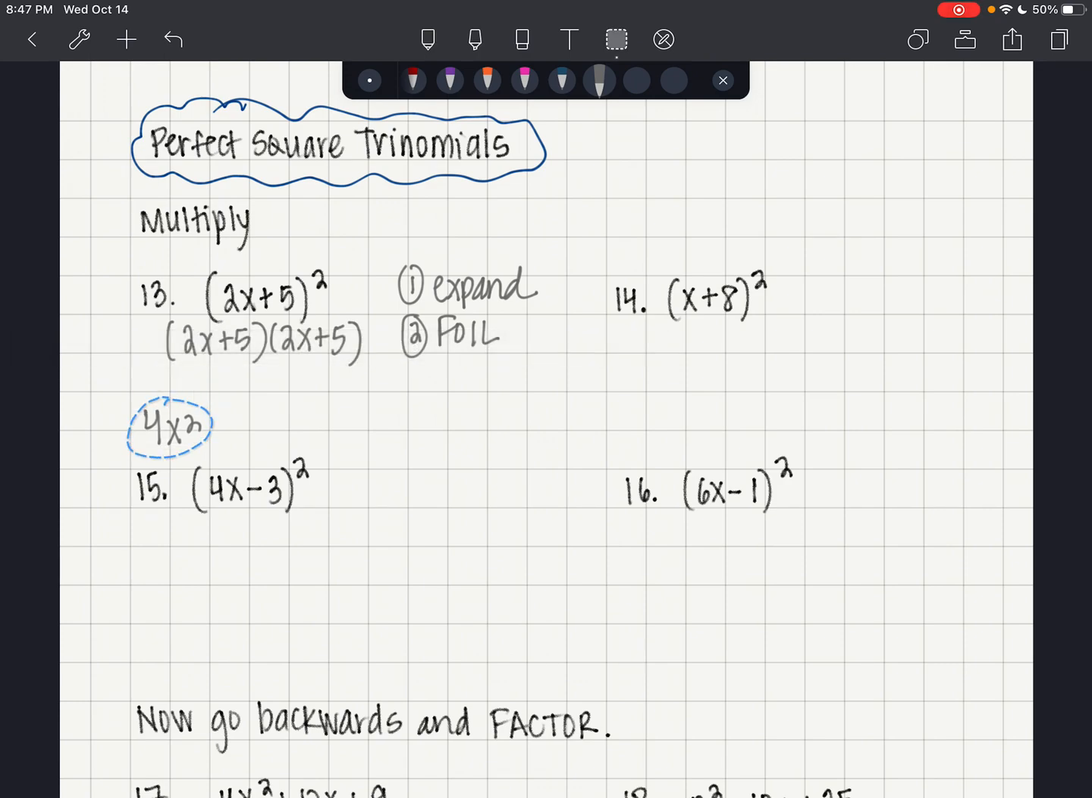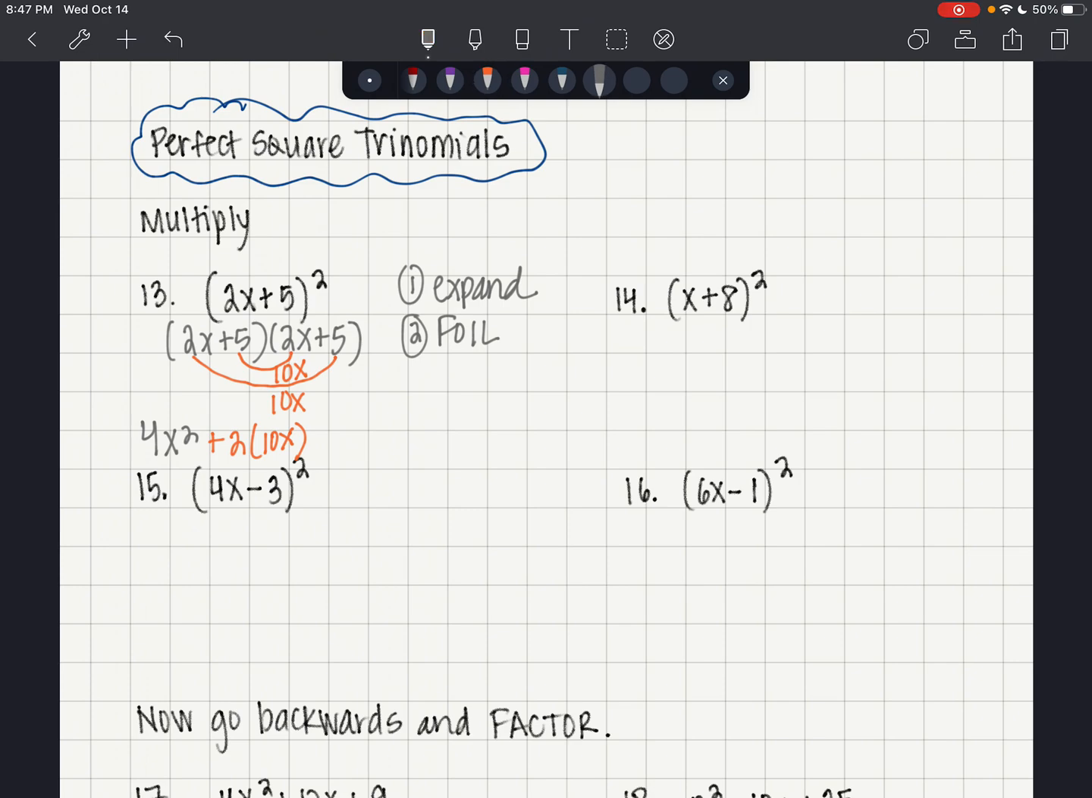I'm going to move this a little bit because I want to use some color here. Then we have our outer, 2x times 5 is 10x. 5 times 2x is a positive 10x as well. Positive 10x plus positive 10x is going to be 20x. And I can even write it like this. Look at this. It's 10x twice.